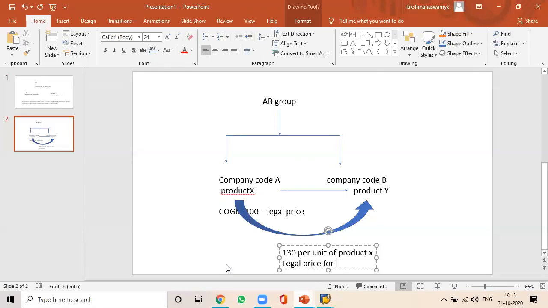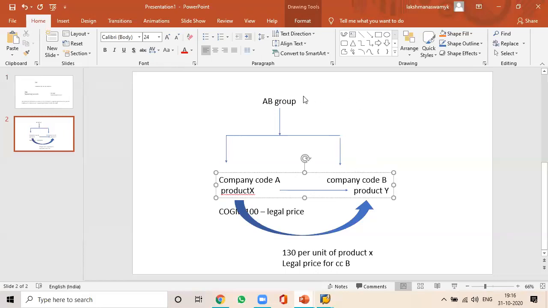This is the legal price for company code B, because legal evaluation is done with 130 rupees per unit. So for company code A, legal price is 100 rupees, its cost of production. For company code B, legal price is 130 rupees. 130 rupees is the price at which company code B is purchasing product X from company code A. Till now clear? Legal price.